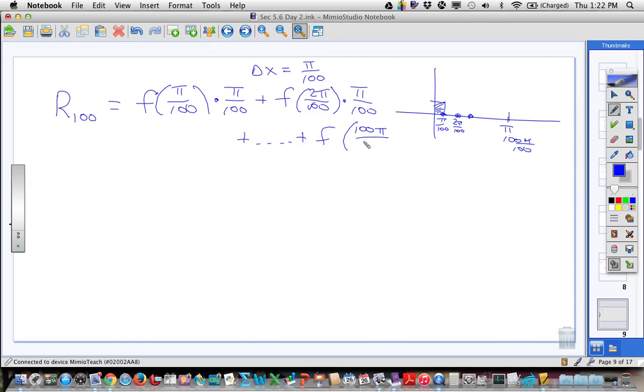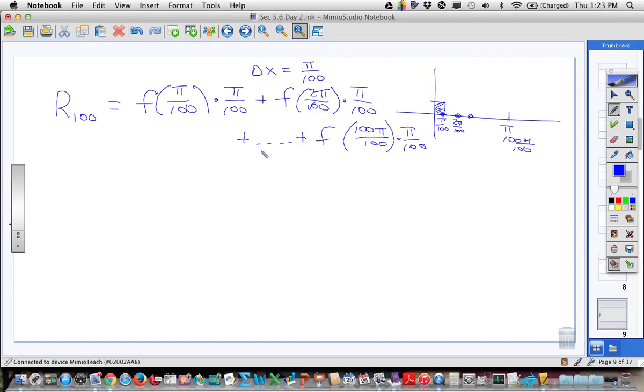100 pi over 100. Now, if these were lefts, what would be the last one? 99 pi over 100, right? We would have started with F of 0. We just started at the left edge of 0, and we just stopped one width short of the far edge. It would have been 99 pi over 100. That would have been the last one.